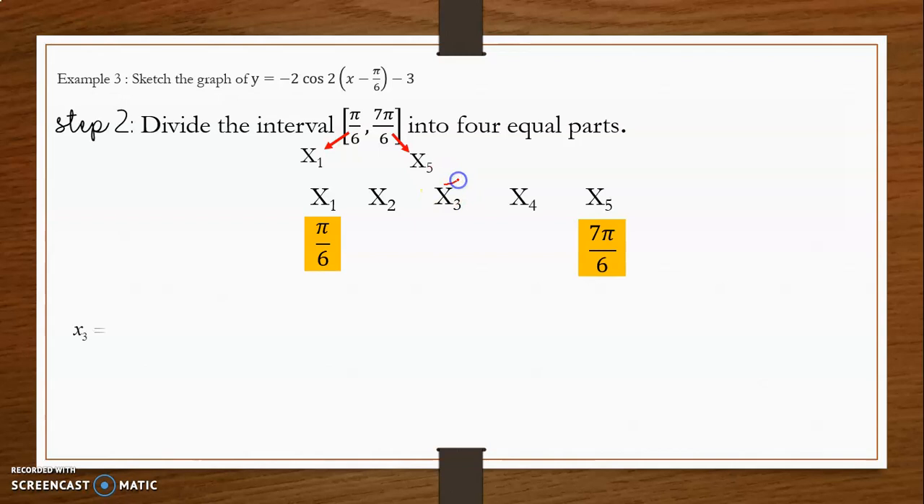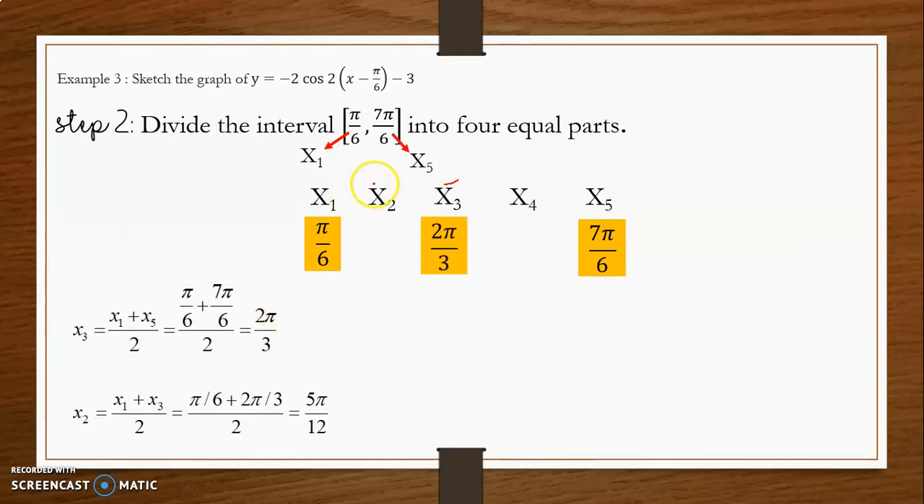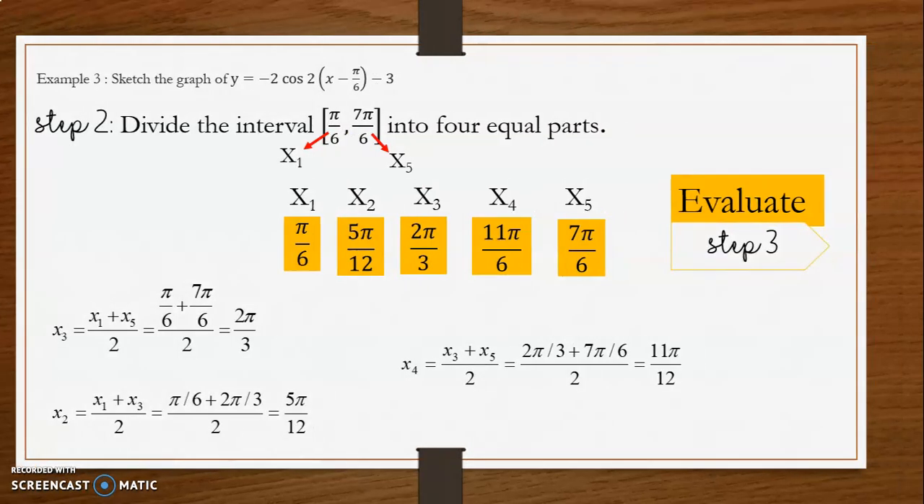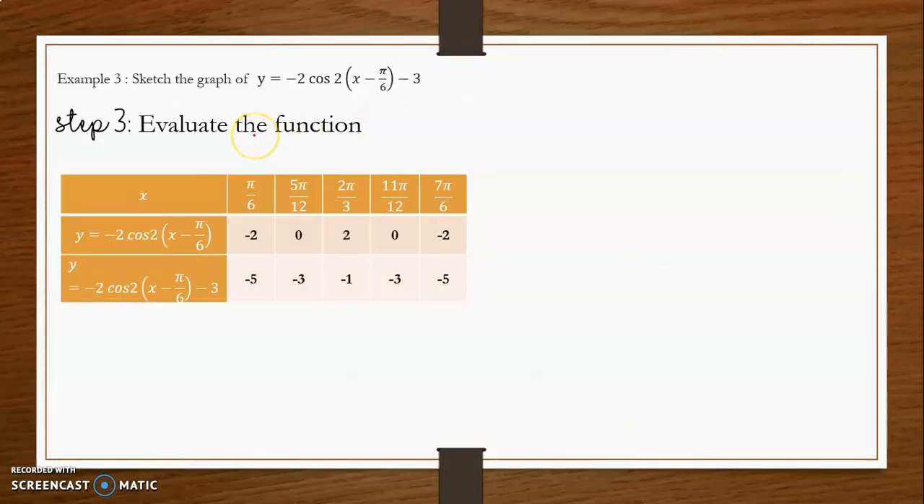So, we will first find the midpoint, or the x of 3, 2 pi over 3. And then, x of 2 na pod, by adding these 2, so we obtain 5 pi over 12. And our x of 4, we add x of 3 and x of 5 divided by 2, so we obtain 11 pi over 6. So, now that we obtained the division points, we can now proceed to evaluating the function. So, the same ra gihapon, wala na ako gipakita sa inyo, but I hope that you will find time to check if this is correct.